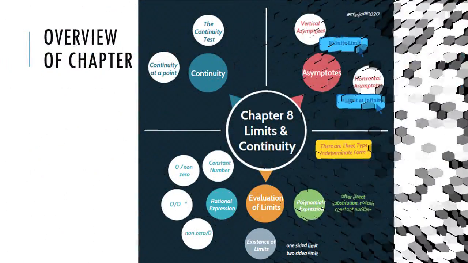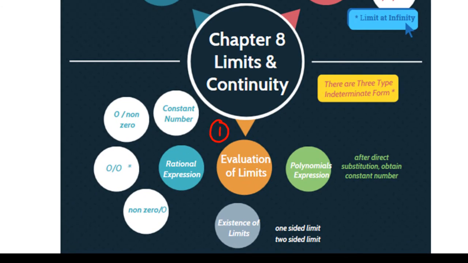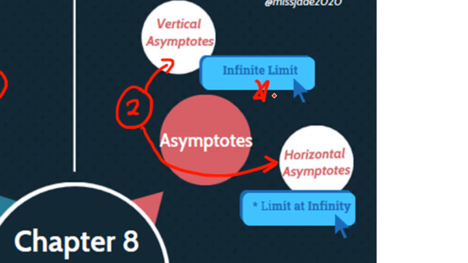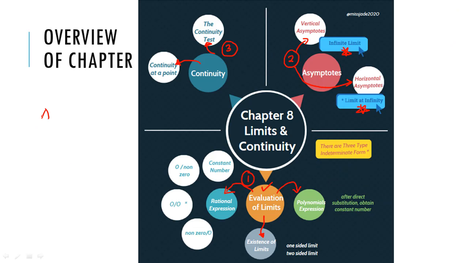Let us look at the overview of the chapter. Basically, we have three subtopics. First is about evaluation of limits, rational expression, and also polynomial expression. And the most important part is how to find the existence of limit, which involves one-sided and two-sided limits. Second, asymptote, vertical or horizontal, and the last one is about continuity. So are you ready?